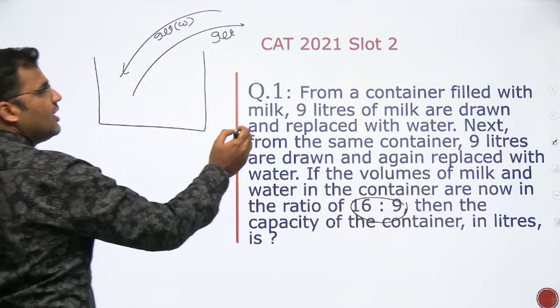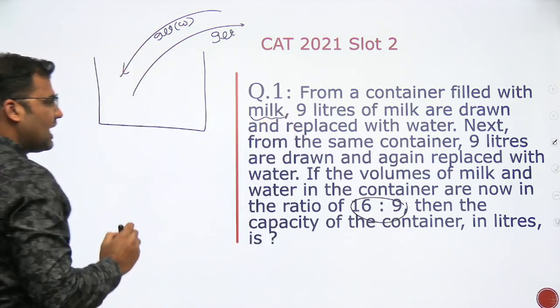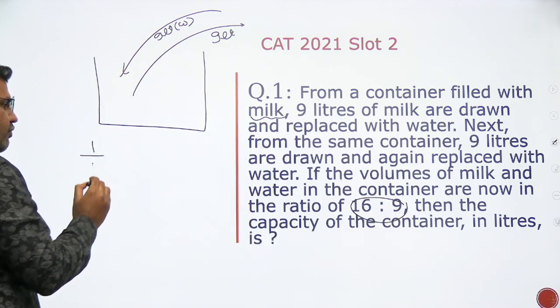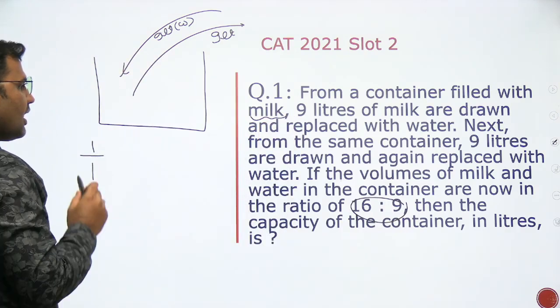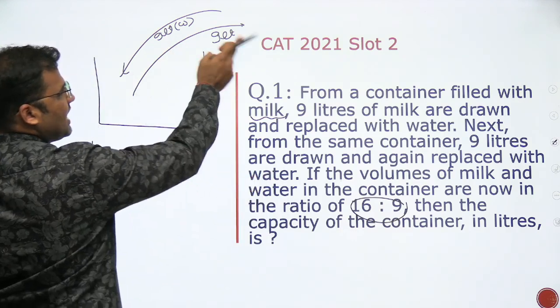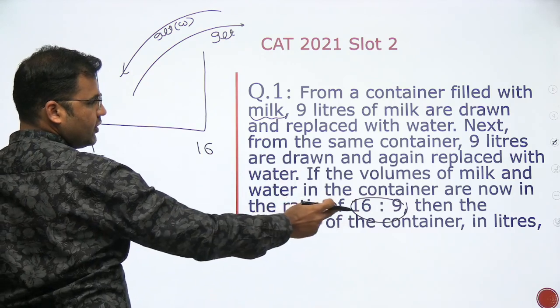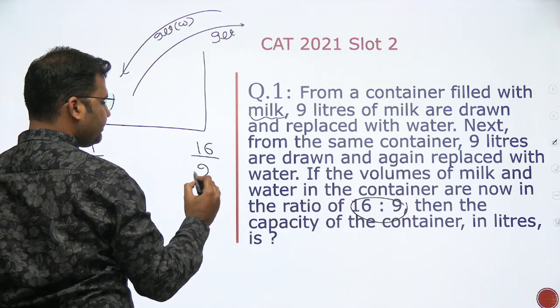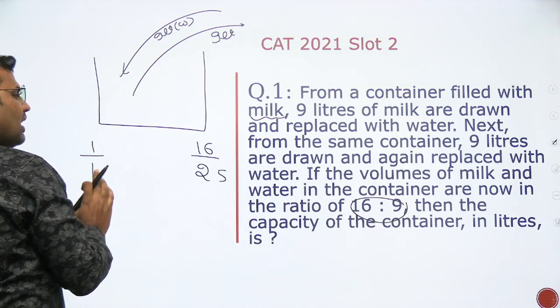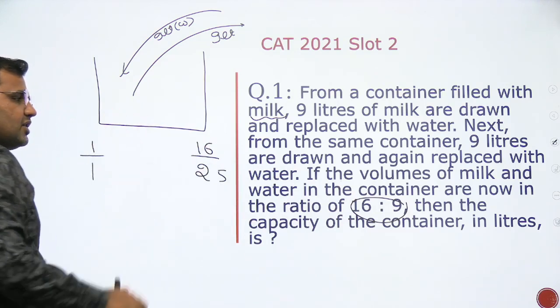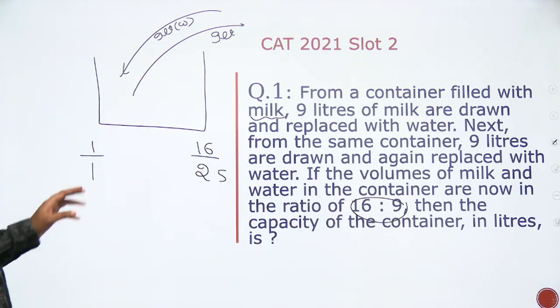So guys, initially, you see that this is filled with the milk. That means initially in the container, you have 1 out of 1 milk. And finally, when you have done this operation, the final milk out of total solution is 16 out of total 25. So, 1 out of 1 milk se aapne 16 out of 25 milk bana diya.